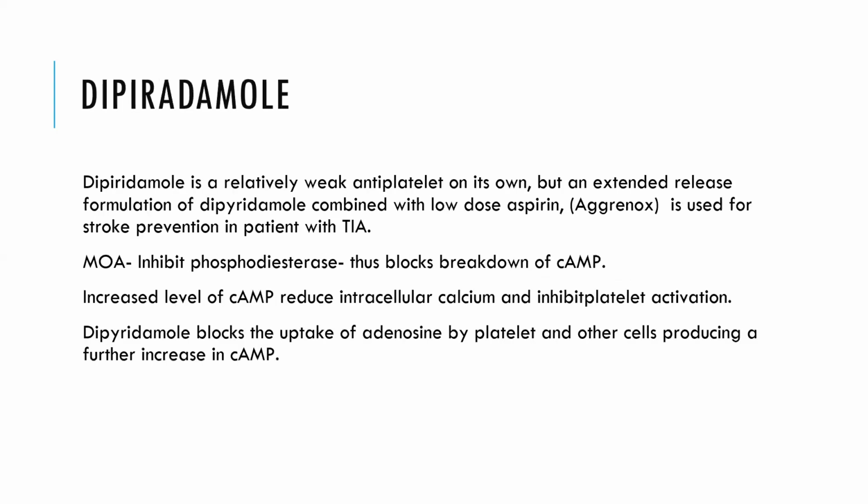Dipyridamole is another class of antiplatelets. It's a relatively weak antiplatelet on its own, but when it's combined with aspirin, it can be used for stroke prevention in patients with TIA. The MOA is that it inhibits phosphodiesterase. Phosphodiesterase blocks the breakdown of cyclic AMP, and the increased level of cyclic AMP will reduce intracellular calcium and inhibit platelet aggregation.